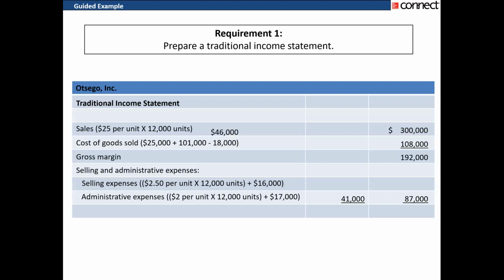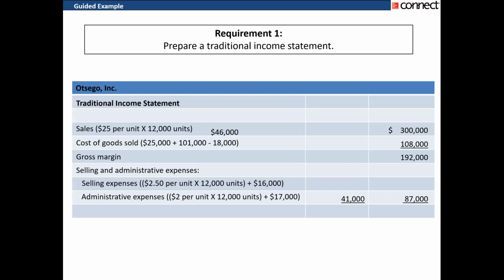For your administrative expenses, take that $2 variable expense per unit, multiply by the $12,000 that you sold, and then add that to your fixed administrative expenses. And you get $41,000.